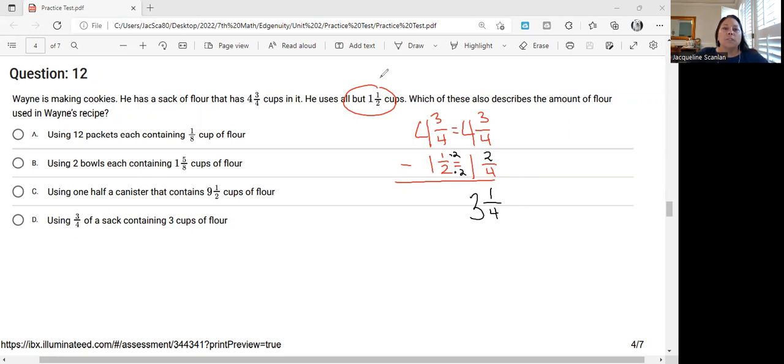All right, so what I just discovered is that Wayne used 3 1/4 cups of flour to make his cookies. I don't care that he used all but 1.5. The target is that he used 3 1/4 cups of flour.